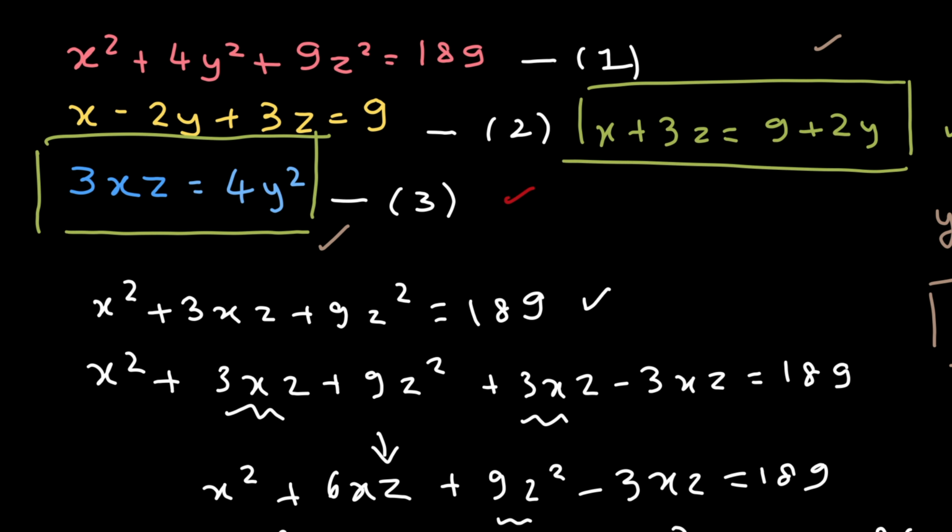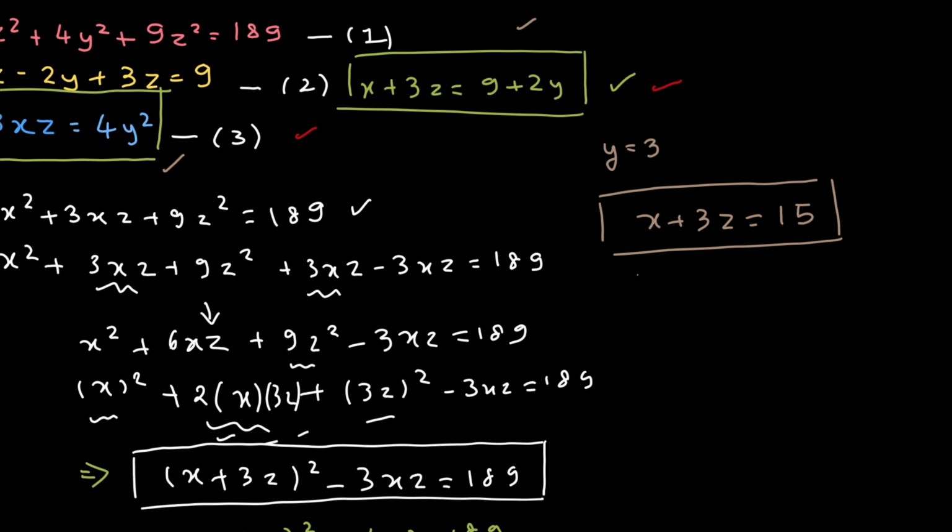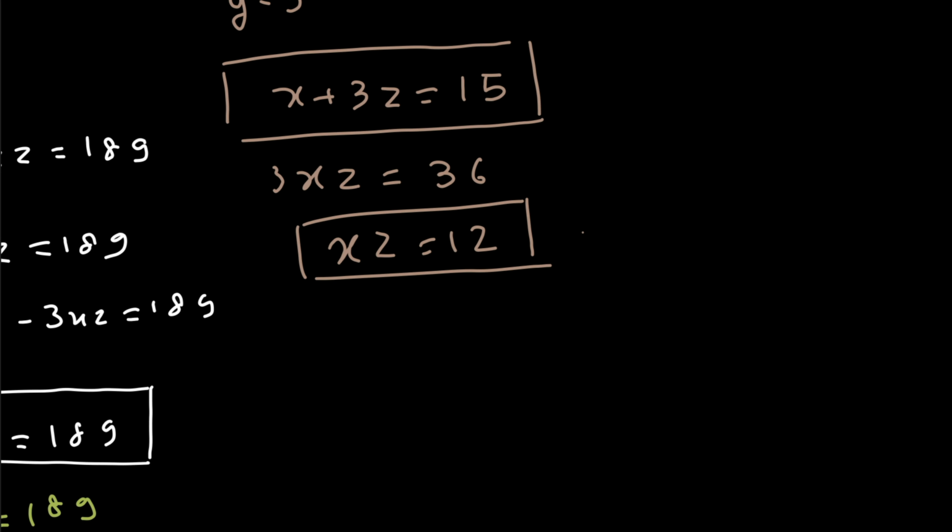Now take this particular equation in which we have 3 times x times z equals 4y square. So for y equals 3, the equation will turn out to be 3xz equals 4 times 3 square, that is 36. And if we further simplify this, we will have x times z equals 12. So here we have got the second nice equation.